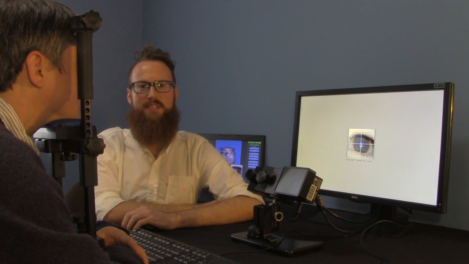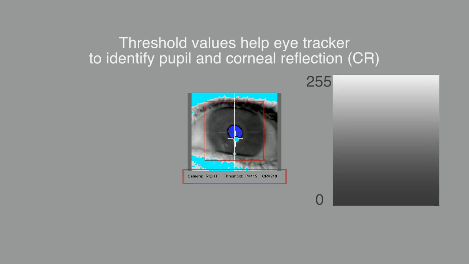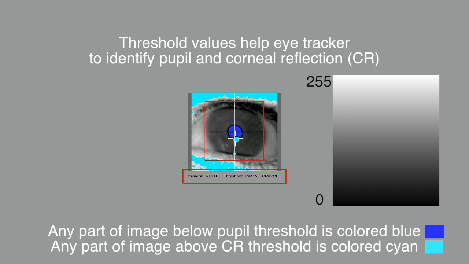The next step is to set our threshold values for the pupil and corneal reflection. The threshold values help the eye tracker identify the pupil and corneal reflection in the camera image. The pupil and CR thresholds represent values on a grayscale ranging from 0 to 255, where 0 is black and 255 is white. Any parts of the camera image with a lower grayscale value than the pupil threshold, meaning the dark parts of the image, will be colored in dark blue.